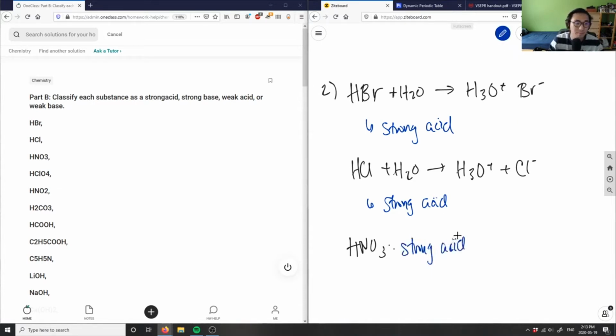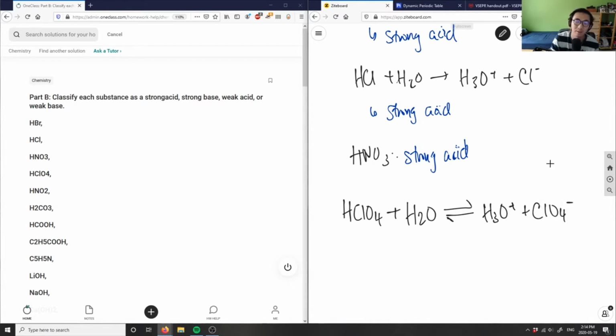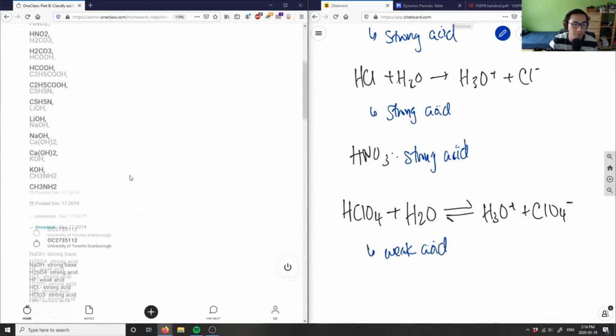Strong acid. HClO4 is now different. The reason is, if I write down HClO4 and do the reaction, this is perchloric acid. If I add water to this, it is not going to dissociate fully. It's going to be in equilibrium, and I'm going to form H3O plus and ClO4 minus, which is the perchlorate ion. This is actually a weak acid because it does not dissociate fully. So that's HClO4.